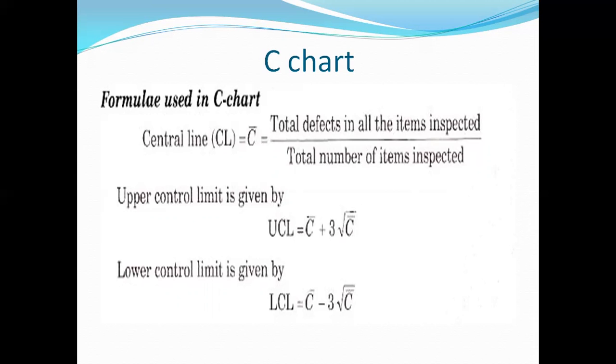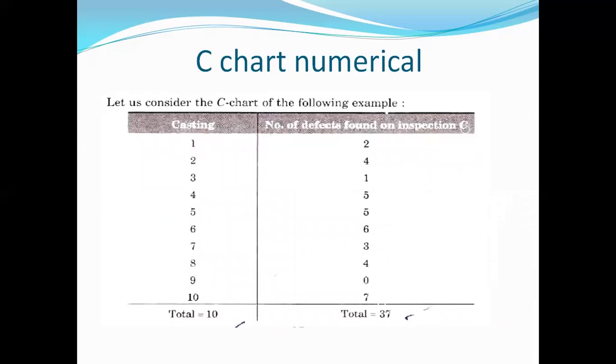UCL is C dash plus 3 under root C dash. LCL is C dash minus 3 under root C dash. So we can understand this with the help of some examples. Let us consider the C chart for the following example. You have done the casting for job number 1. On job number 1, 2 defects were found.